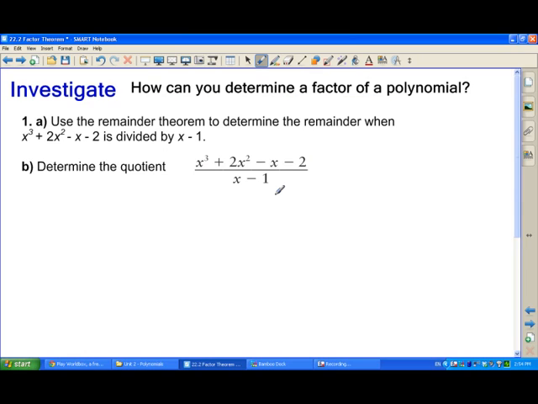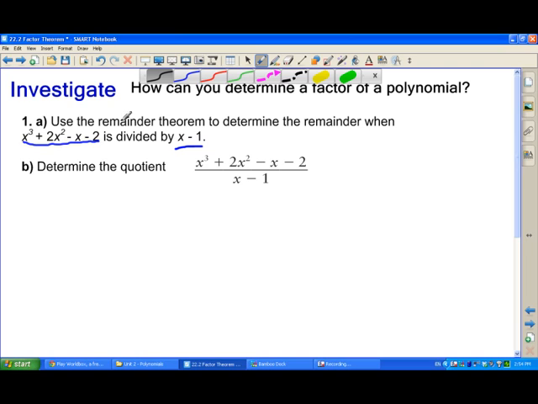Since we're dividing polynomials, what we're really doing is trying to factor a polynomial. So polynomial division is important to us when we're looking at how to factor a polynomial. So let's just take a look at a question. Let's use the remainder theorem to determine the remainder when this polynomial is divided by the binomial x minus 1.